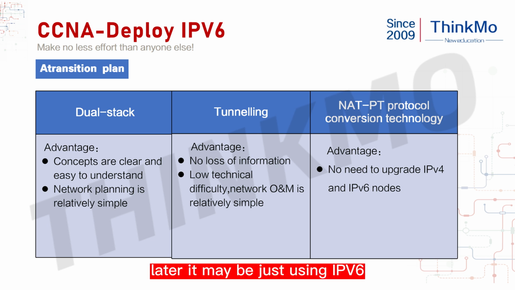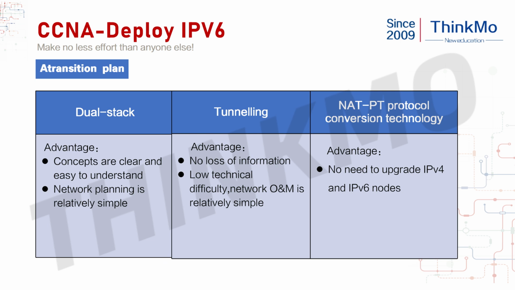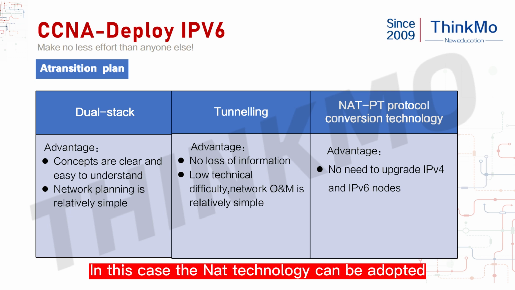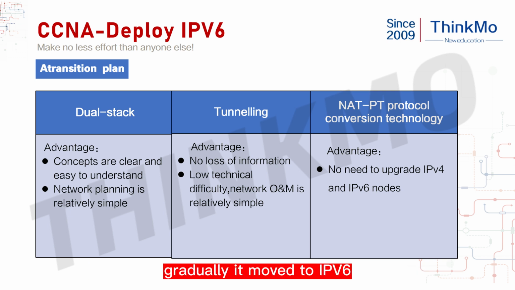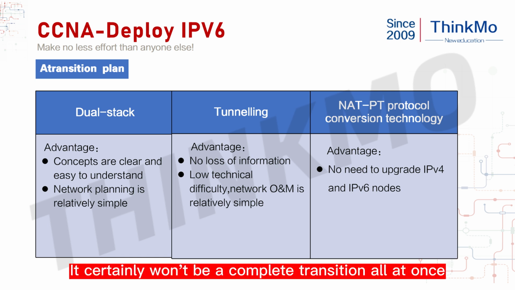Later, it may be just using IPv6. Technologies like NAT64 are used where there are IPv4 networks. In this case, the NAT technology can be adopted, and gradually it moves to IPv6. How does this transition happen? It certainly won't be a complete transition all at once.